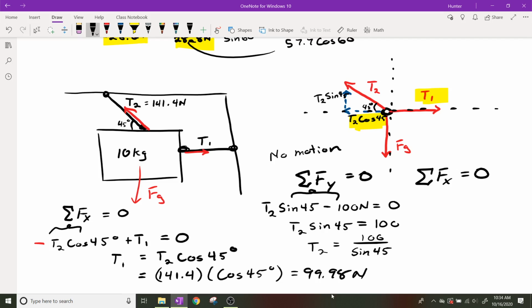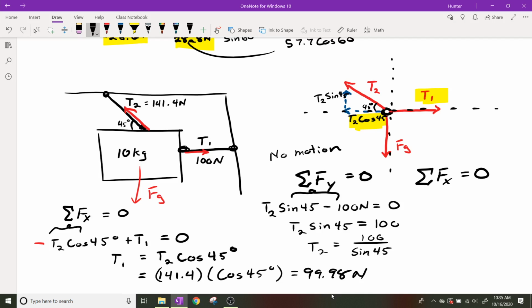So the force of tension over here is 99. You know what? Why don't we just say 100? It's 100 newtons going that way. I mean, that's close enough. How did you measure that? I mean, I'm just gonna go with 100. 99.98 is close enough to 100 for me that I'm gonna just say 100 newtons to the right.